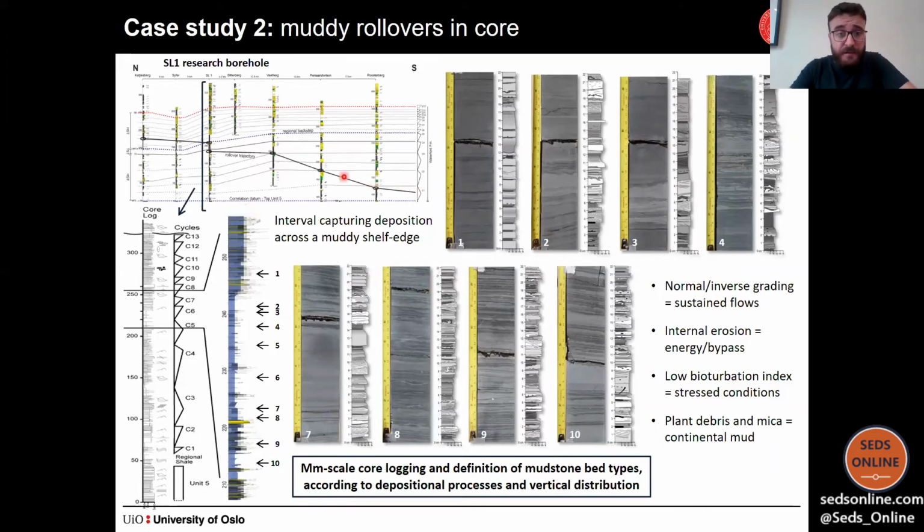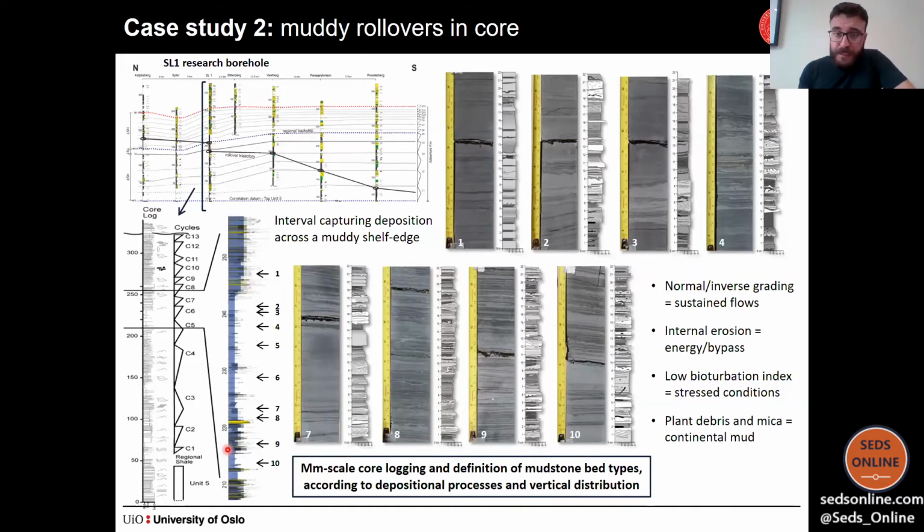Here, this is the correlation panel again, showing the trajectory of the shelf edge. This is the research borehole. Here you can see the core log. And this was the interval of interest. So here we selected a few places in the core, and we did very detailed millimeter to centimeter scale logging.